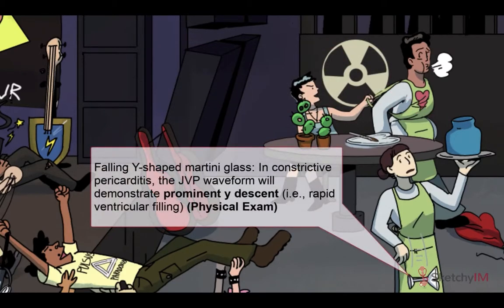Let that falling Y-shaped martini glass remind you that in contrast to cardiac tamponade, the JVP waveform in constrictive pericarditis will demonstrate a prominent Y descent, reflecting the rapid early diastolic filling that remains preserved in constrictive pericarditis.